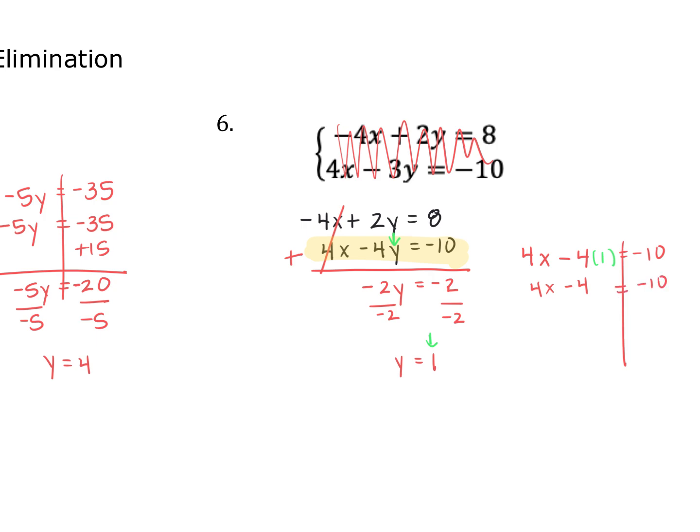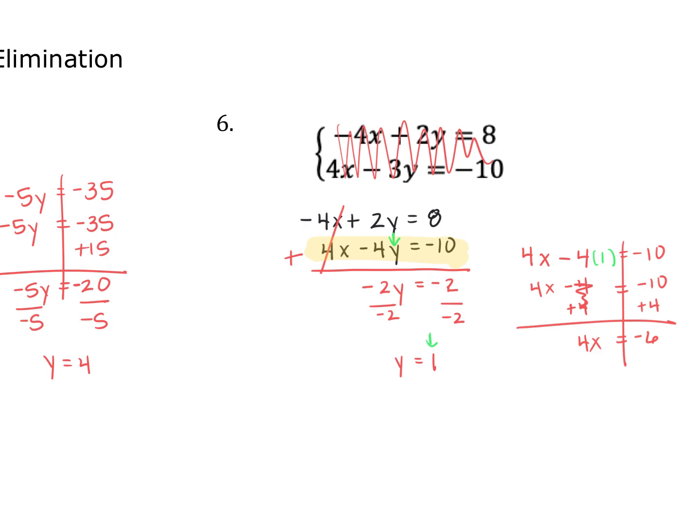I want my 4x all by itself. So to get that 4x all by itself, I've got to get rid of that -4. So the opposite of -4 is +4. So I'm going to add 4 here. If I add 4 here, I have to add 4 right there. That eliminates those two. So now I have 4x equals -10 plus 4. It's going to give me a -6.